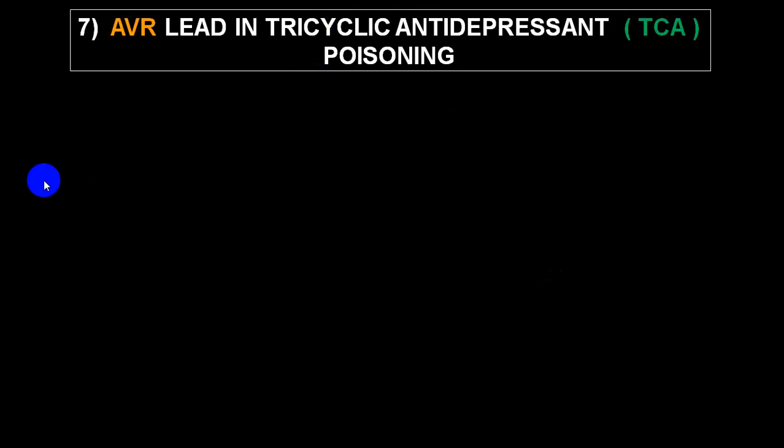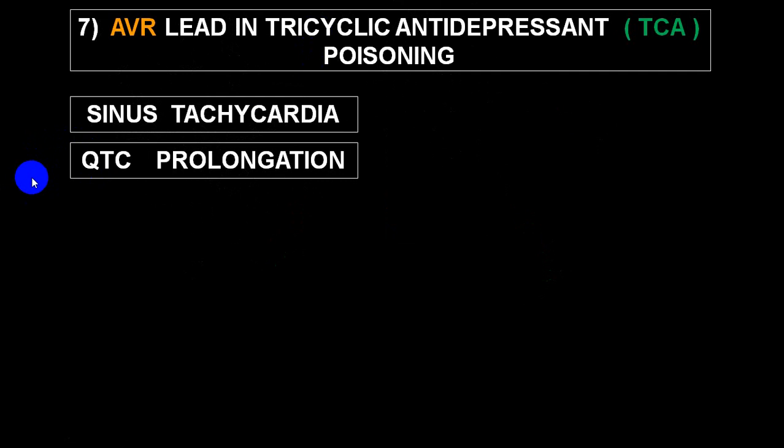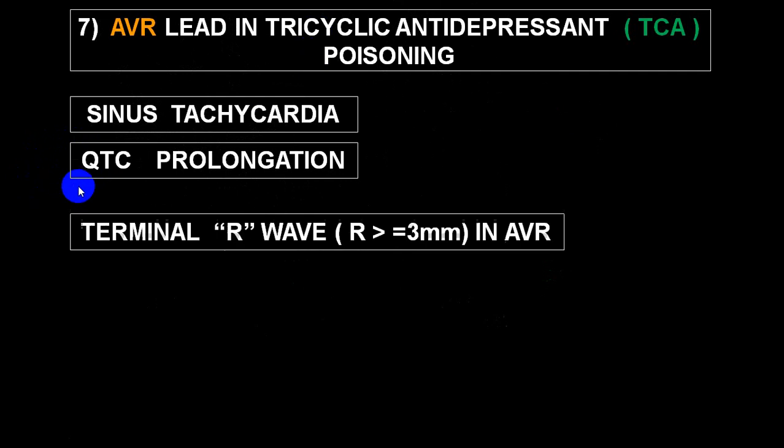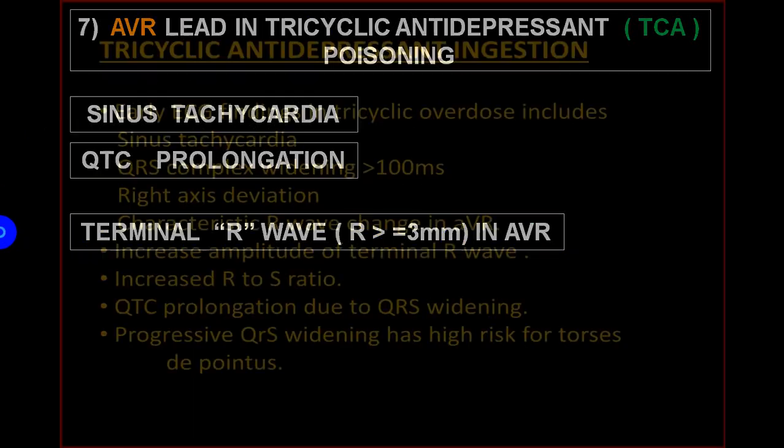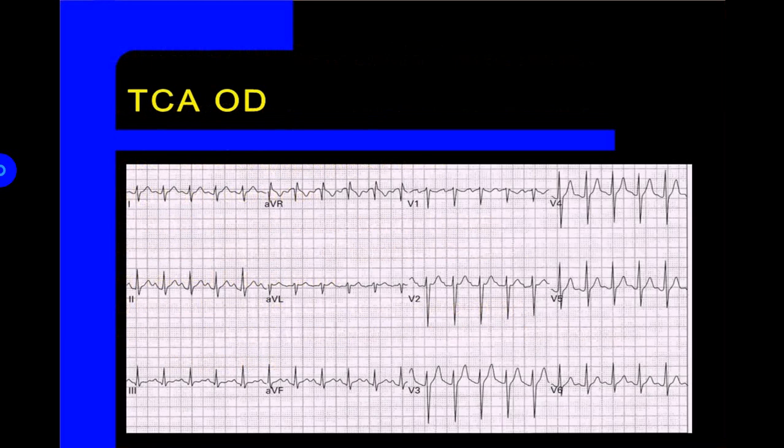Now in tricyclic antidepressant poisoning. Whenever a person has tricyclic antidepressant poisoning, in ECG you will see sinus tachycardia, you will see QT prolongation, and if you calculate QTc, it is also prolonged. Terminal R wave in AVR, and it is more than 3 millimeter. It is tricyclic antidepressant poisoning, so terminal R wave you can utilize as a sign of tricyclic antidepressant poisoning.